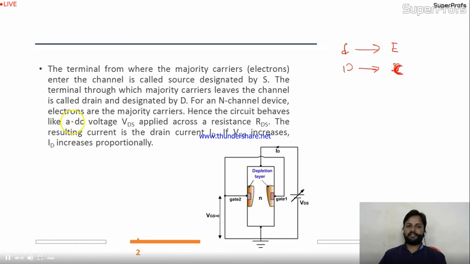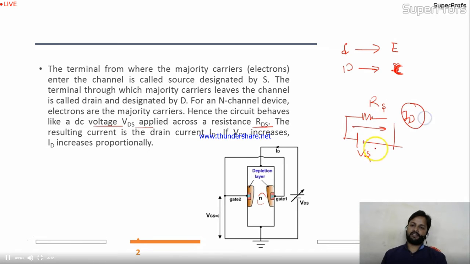For an N channel device, the electrons are the majority carriers. Definitely, if the channel is N, the majority carriers will be only electrons. Hence, the circuit behaves like a DC voltage VDS applied across a resistance RDS. If you have only electrons in the circuit, it looks like a battery applied across some resistor. Because of that battery, you will get current in the circuit. Okay. There is no controlling effect yet.